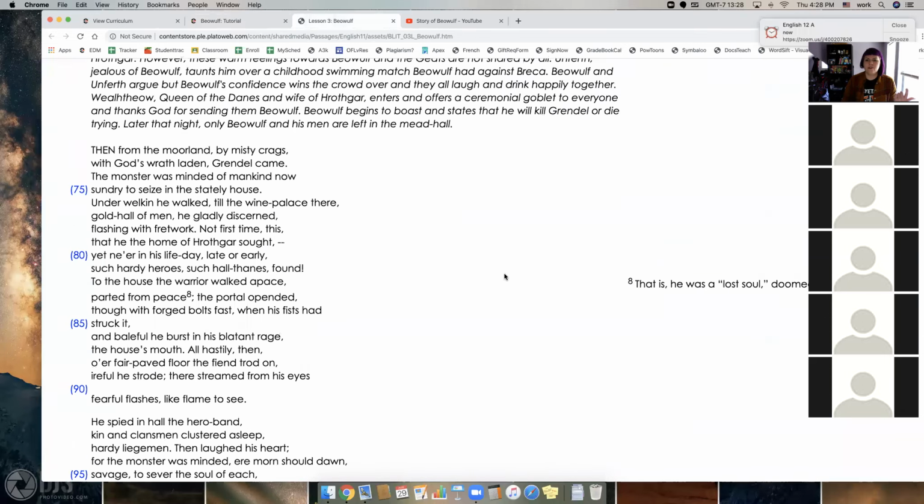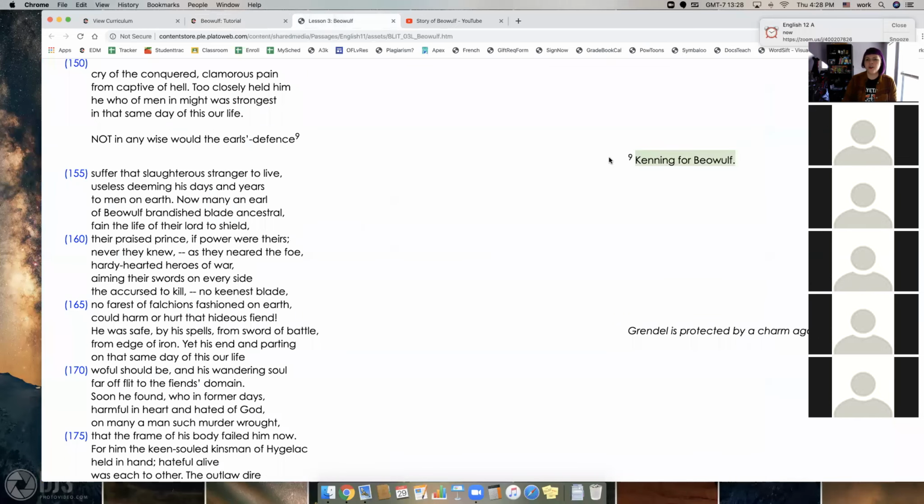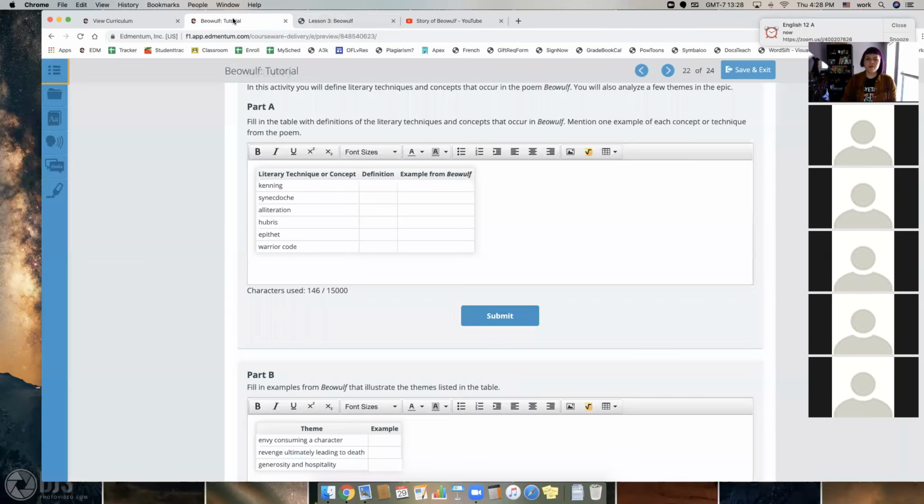I totally saw one, like a kenning, yeah, so you have a kenning for Beowulf, right? And so that's what these little footnotes indicate. It's like what's over here. So some of them you'll be able to find.